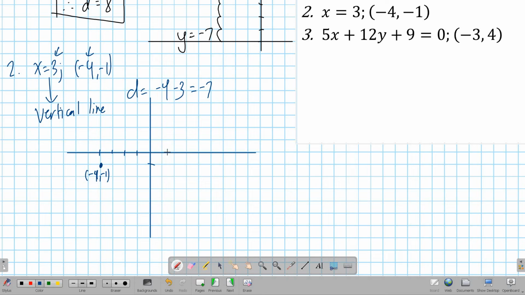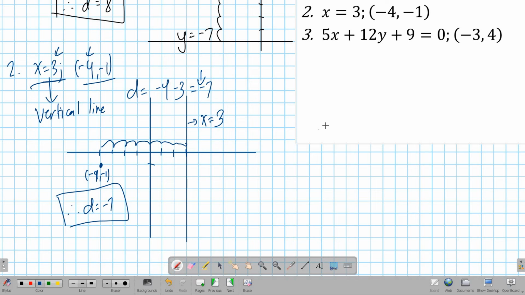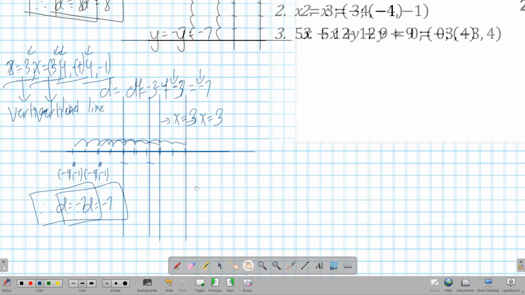Then the line x equals 3, 1, 2, 3. So this should be, there you go, this is the line x equals 3. So if we're going to count, that's 1, 2, 3, 4, 5, 6, 7. But since it's on the left side, negative. So correct. Therefore, the distance between this line and this point is -7 meters. Now let's do number 3.